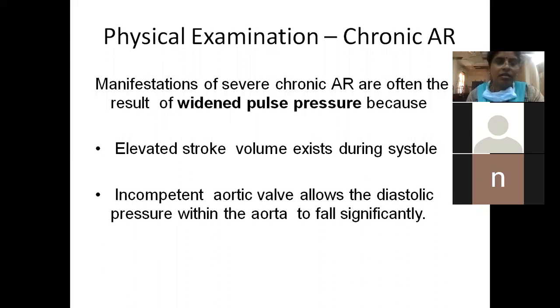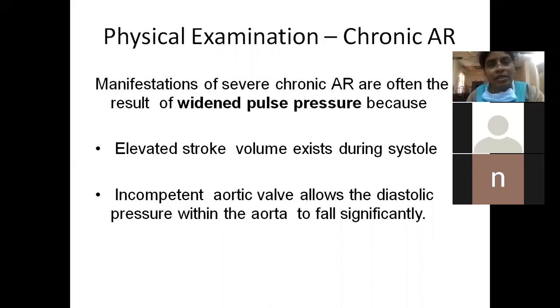On examination, go with the general examination and systemic examination in a proper way. The physical examination findings are mainly due to the widened pulse pressure in AR. What is widened pulse pressure? What is a normal pulse pressure? It's around 30 to 60 millimeter of mercury. Pulse pressure is the difference between the systolic pressure and the diastolic pressure. Widened pulse pressure means if the pulse pressure is more than 60, it is labeled as a widened pulse pressure.